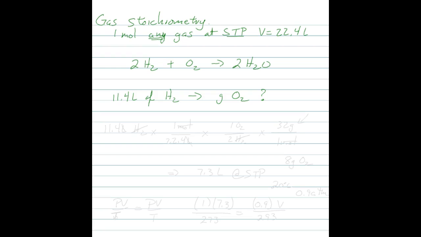So it's a 3-step problem: 11.4 liters of H2, 3 bars, 1 mole on top of the first, 1 mole on the bottom of the second. Since it's liters, you've got to have 22.4 here. We're looking for O2, so that's 1 O2 and 2 H2, and the grams of O2 is 32 grams.